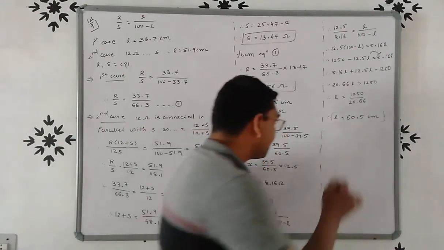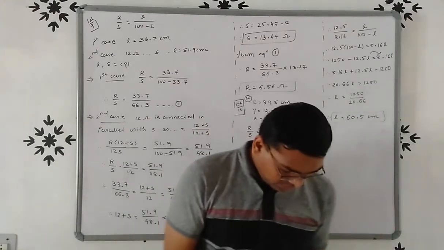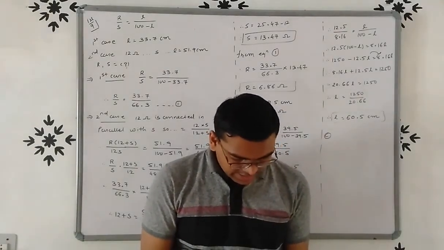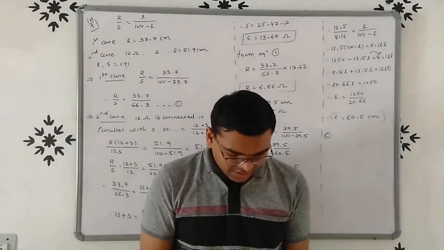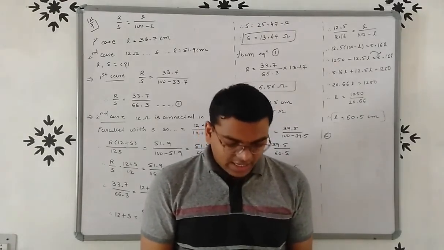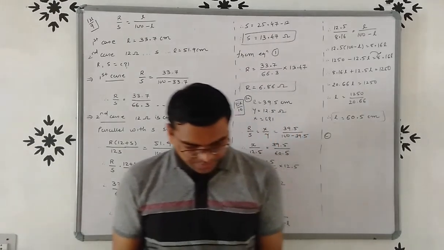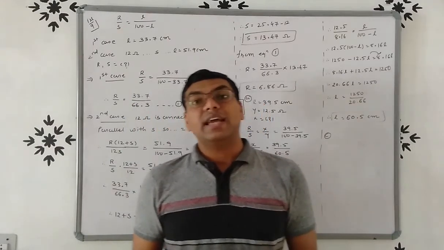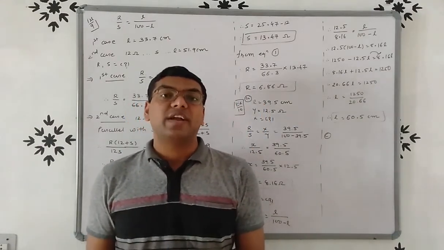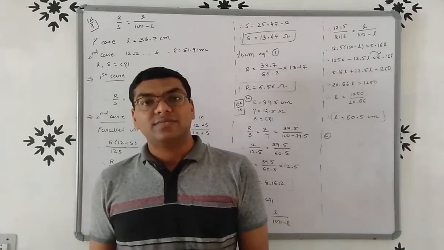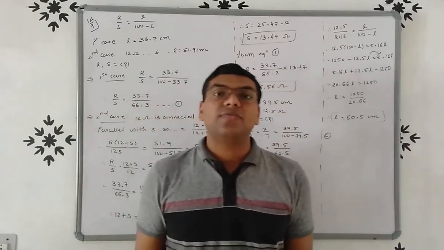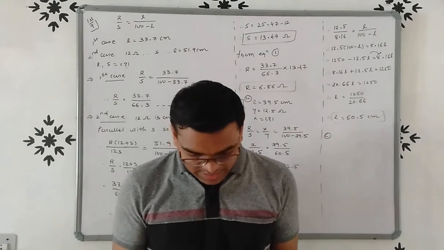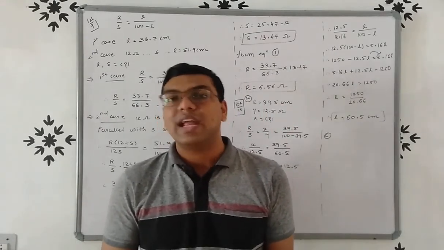Now third question, C. What happens if the galvanometer and cell are interchanged at the balance point of the bridge? Would the galvanometer show any current? Now here the galvanometer and cell are interchanged, but they are interchanged at the balance point, and we know that at balance point there will be no deflection of the galvanometer, so the current will be zero.